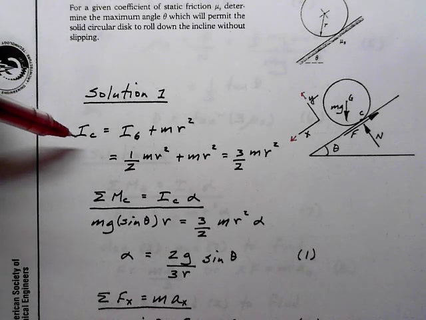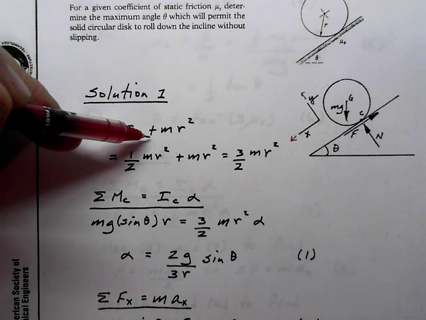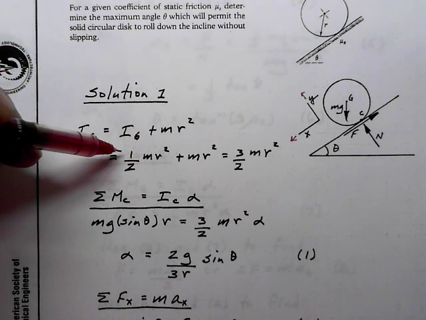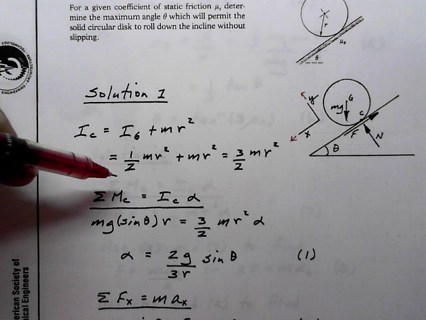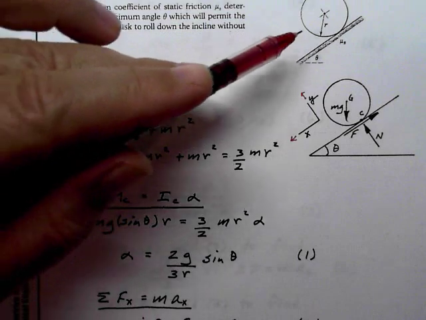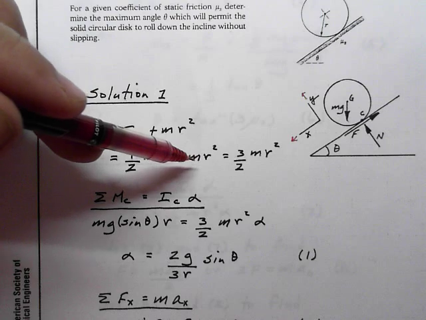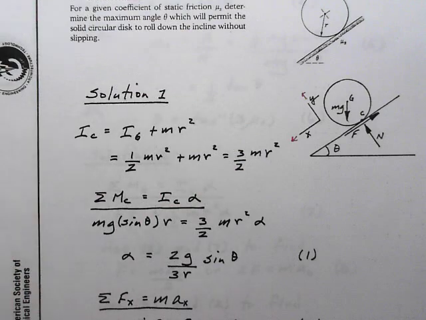And the moment of inertia about the contact point will be the moment of inertia of a disk about its own center of gravity plus the mass of the disk times the radius squared. And if we go to the back of our textbook and find the table of mass moments of inertia, we'll see that the moment of inertia of a disk about its own center of gravity is 1/2 mr squared. And then for the parallel axis theorem, to move it through a distance of r from G to C, we'll multiply by an additional mr squared. So we go from 1/2 mr squared to 3/2 mr squared for the moment of inertia about C.